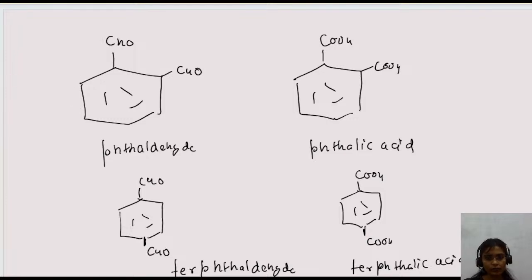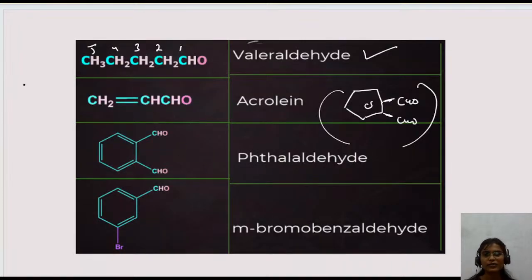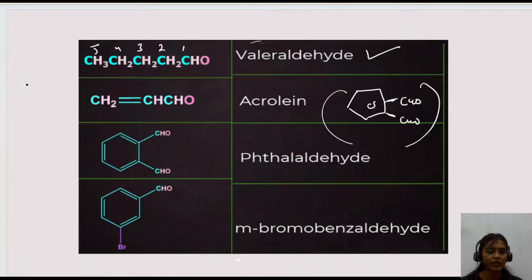So be noted again, both are important. So important: phthalaldehyde if aldehyde is there, phthalic acid if acid is there. So these two are also important common names. Let's go back again. This is simple, right? It's meta. You can use numbering for the IUPAC, otherwise you can go with meta or like this.